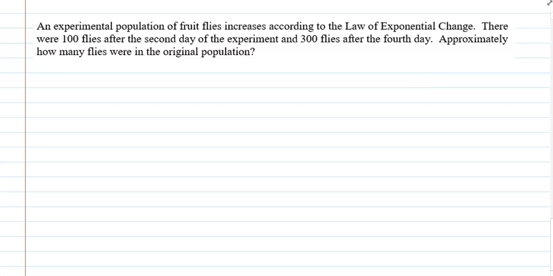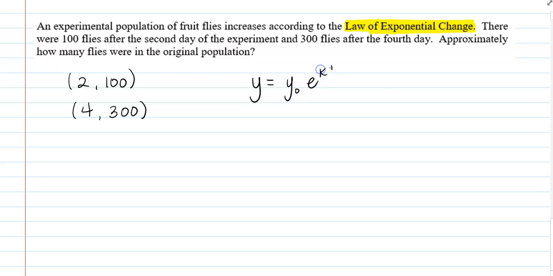An experimental population of fruit flies increases according to the law of exponential change. So this law is that differential equation connection, that we can use an exponential function for this situation. And it's the first time that we're using this law phrase to determine that. So there were 100 flies after the second day and 300 flies after the fourth day. And we know that y0 e to the kt is the equation that will work with this situation.